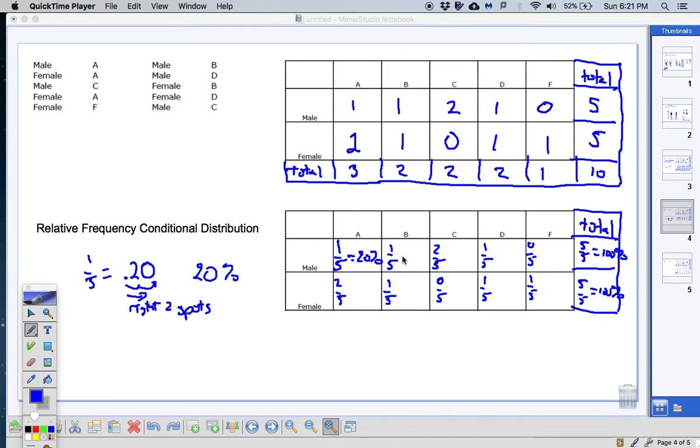I'm going to do it again here. This happens to be the same number. Now 2/5 is going to be the decimal 0.4 or 0.40, so this becomes 40%.